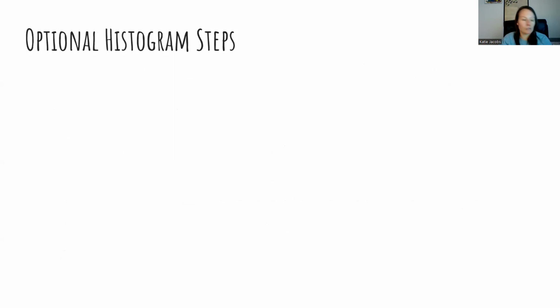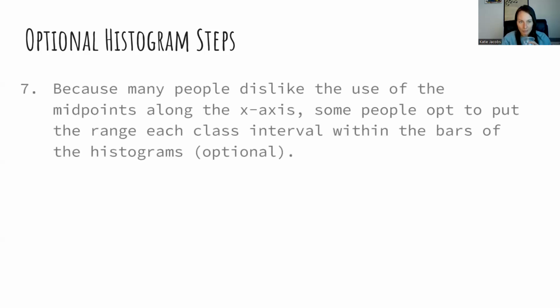So there are some optional steps that I told you that you could do if some of these things really bother you, that are not against formatting, but might help make things more clear for you. Because many people dislike the use of midpoints along the x-axis, some people opt to put the range of each class interval within the bars of the histogram. That's optional. So with the one example, we had 1 to 4, you would have your bar and you'd literally write 1-4 inside the histogram bar. You don't have to do that.